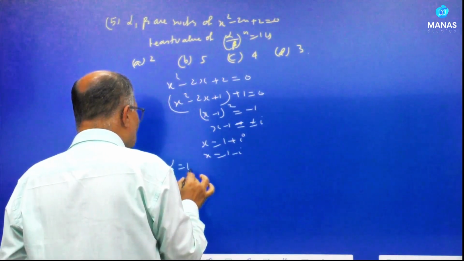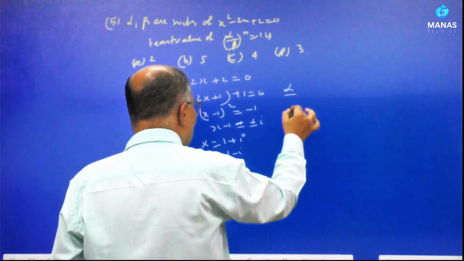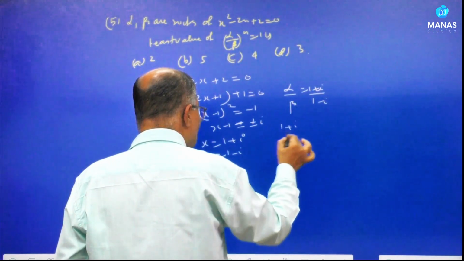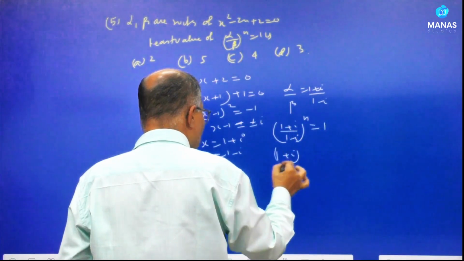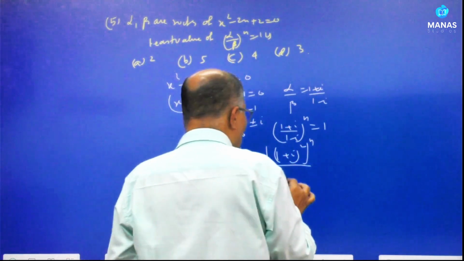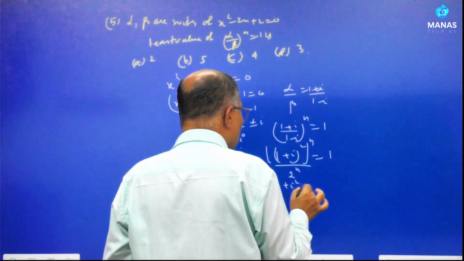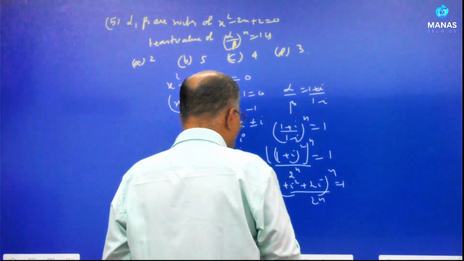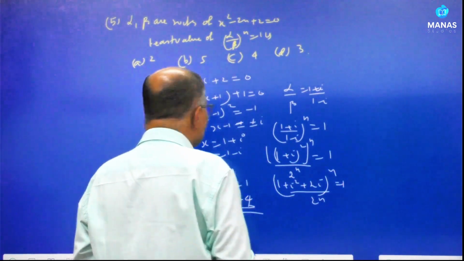So alpha is equal to 1 plus i, beta is equal to 1 minus i. Alpha divided by beta equal to (1 plus i) divided by (1 minus i). ((1 plus i) divided by (1 minus i)) whole power n is equal to 1. That is ((1 plus i) whole square) whole power n divided by 2 raised to the power n equal to 1, which is (1 plus i square plus 2i) whole power n divided by 2 power n equal to 1. That is i power n equal to 1. So n is equal to 4. By trial method, the answer is 4.